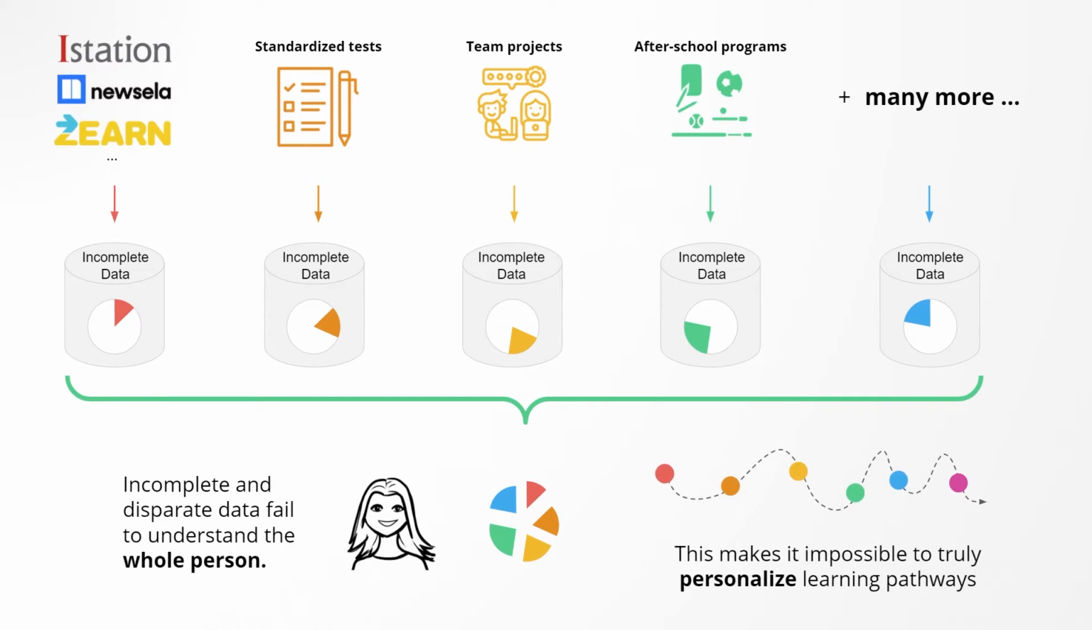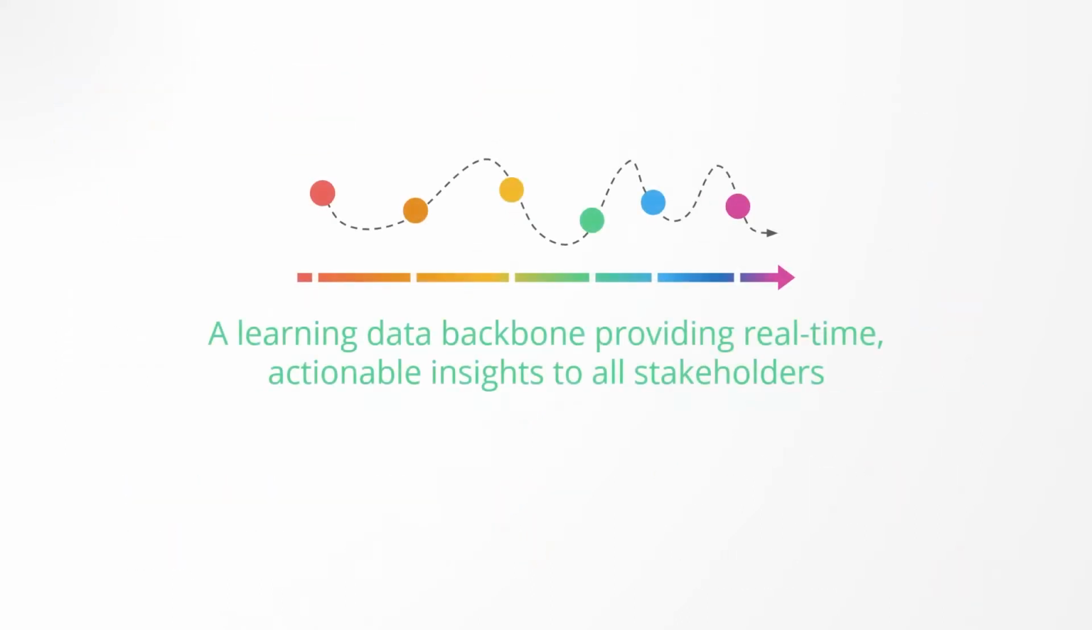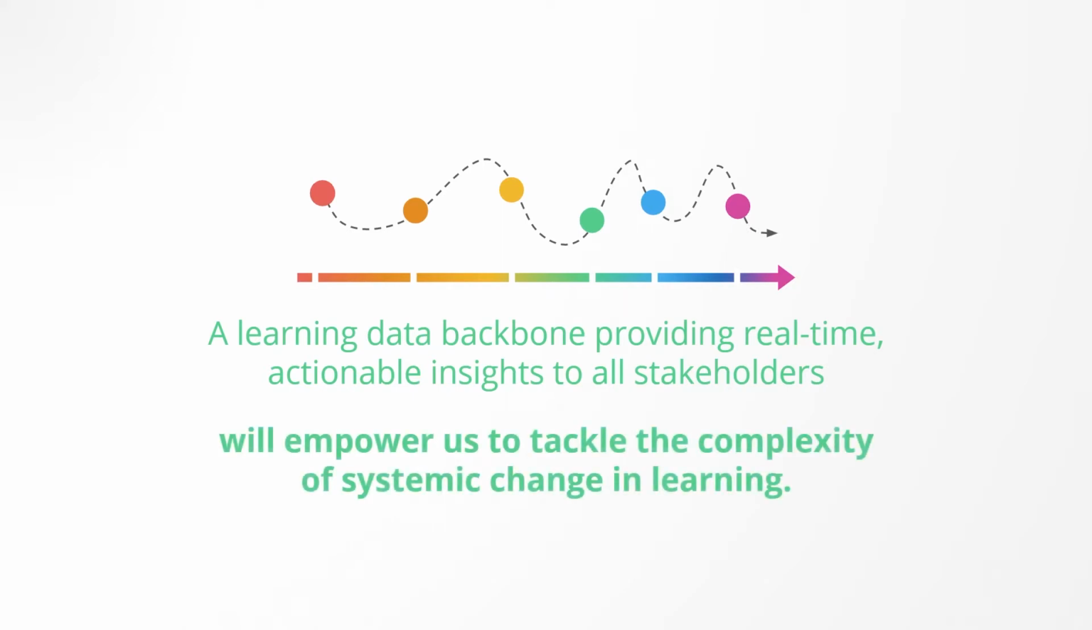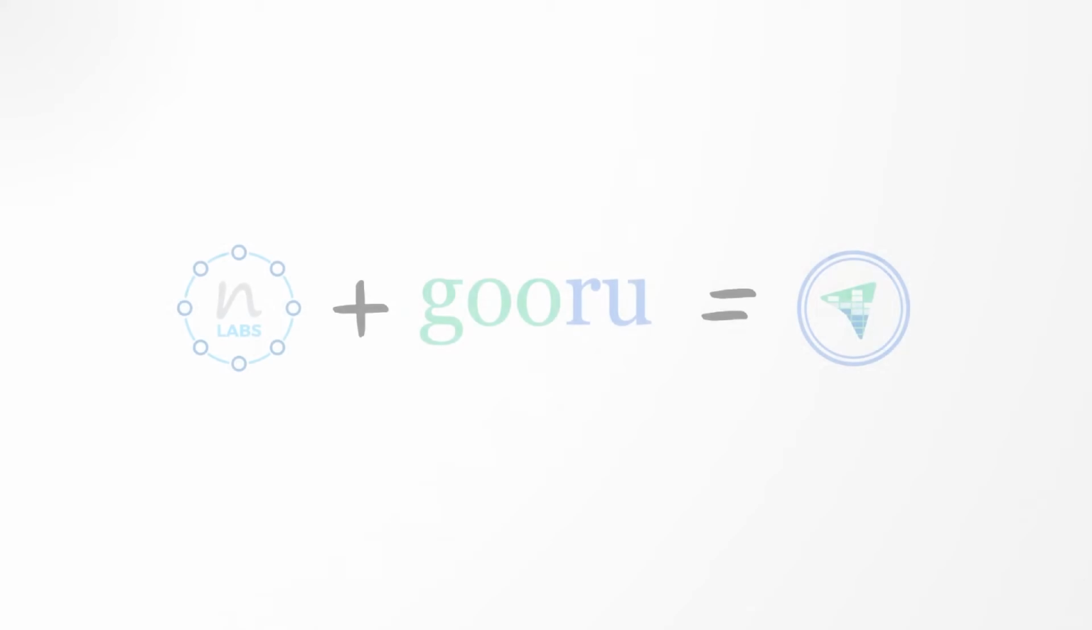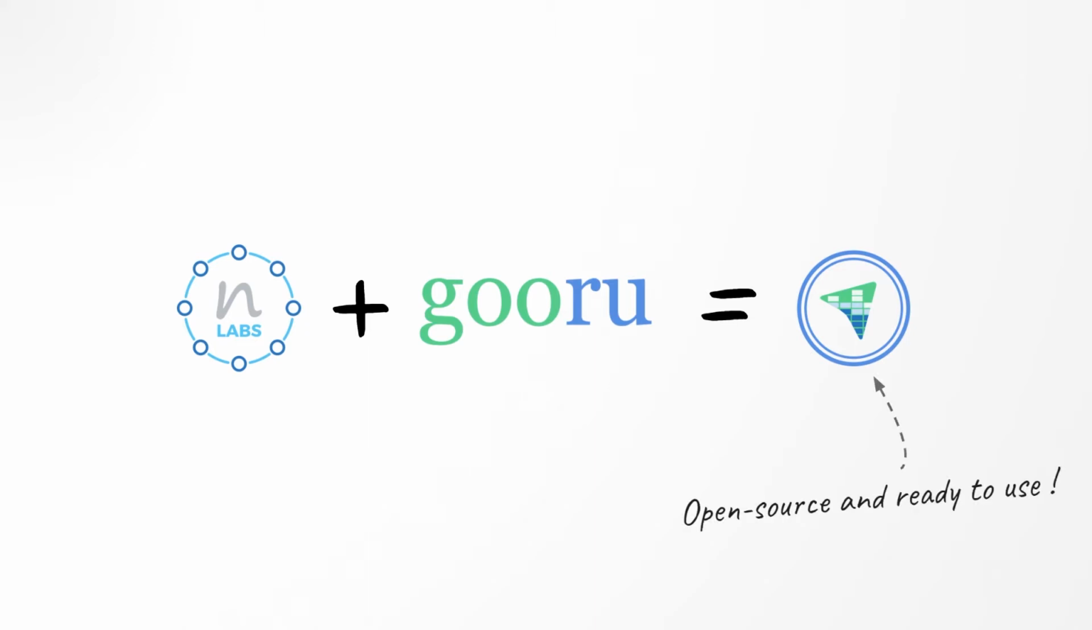Without aggregating data from the many tools and programs, learning providers cannot understand the whole person. Without this complete understanding of the person, it becomes very difficult to personalize the instruction for each learner, provide real-time actionable insights to all other stakeholders, and enable systemic change in learning. A learning data backbone providing real-time, actionable insights to all stakeholders will empower us to tackle the complexity of systemic change in learning. A group of pioneering schools, together with Gooru, have co-created a learning data backbone called the Gooru Navigator to do just that. And we open-sourced it to make it available to all other learning providers.